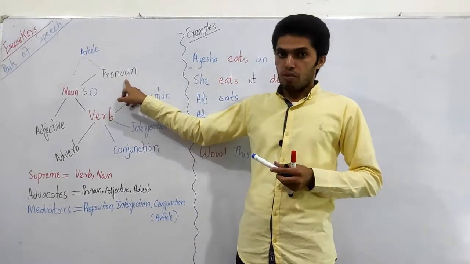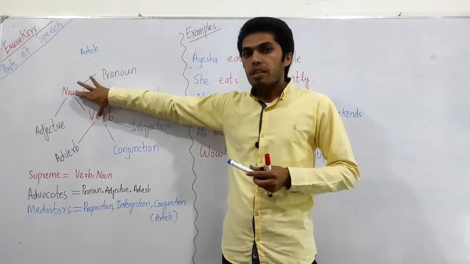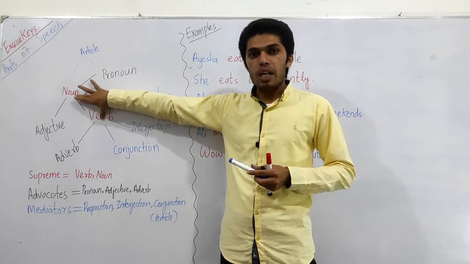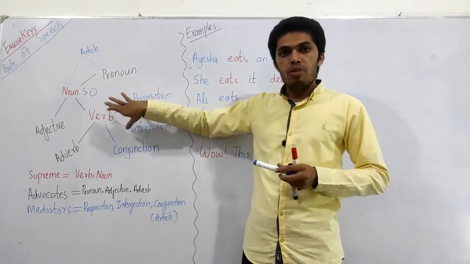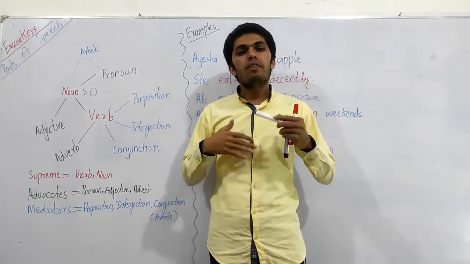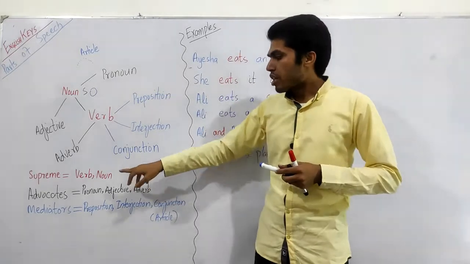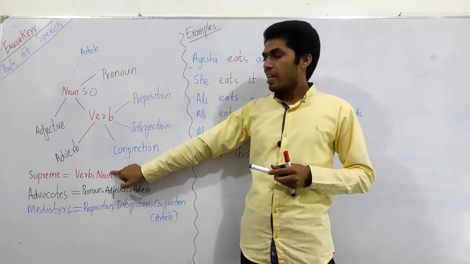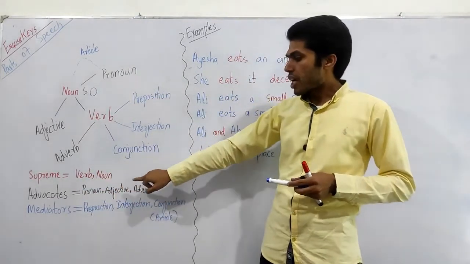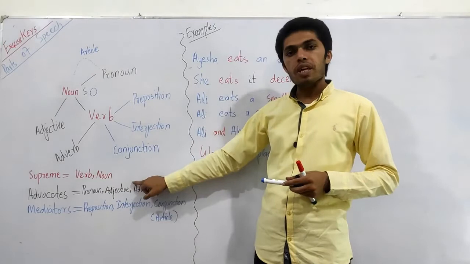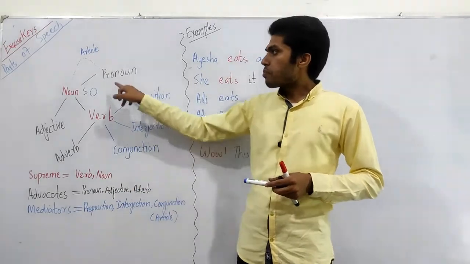Then we come to the pronoun. These two, verb and noun, are the major or the supreme parts of speech. If you just have nouns and verbs, you can have a complete sentence and a complete speech. That's why we call them the supreme parts of speech. Then in the second category we have the advocates, and in advocates we have pronouns, adjectives, and adverbs.